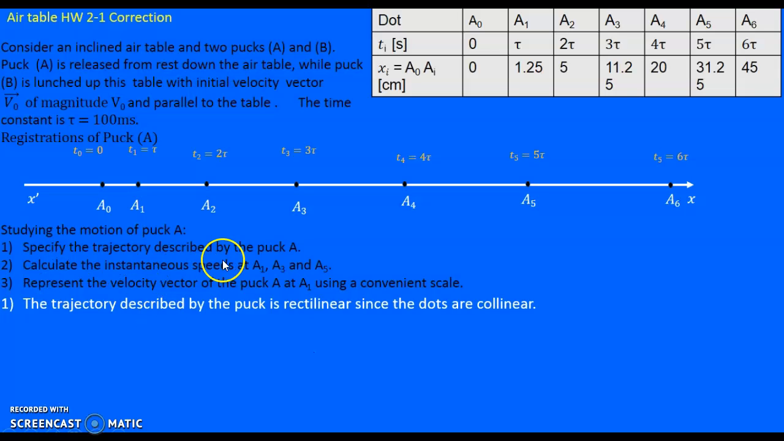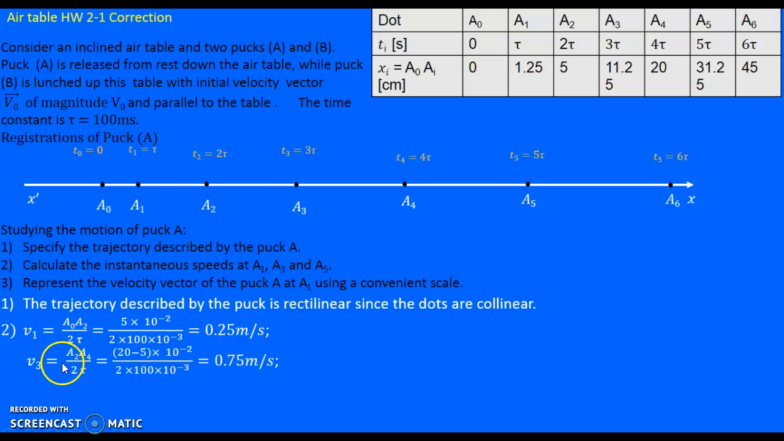Part 2, calculate the instantaneous speeds at A1, A3, and A5. So V1 is equal to A0A2 over 2 tau. So it is 5 centimeters times 10 power minus 2 to convert it to meters, over 2 tau. From A0 to A2, it is 2 tau. So 2 times 100 milliseconds multiplied by 10 power minus 3 to convert it to seconds equals 0.25 meters per second.